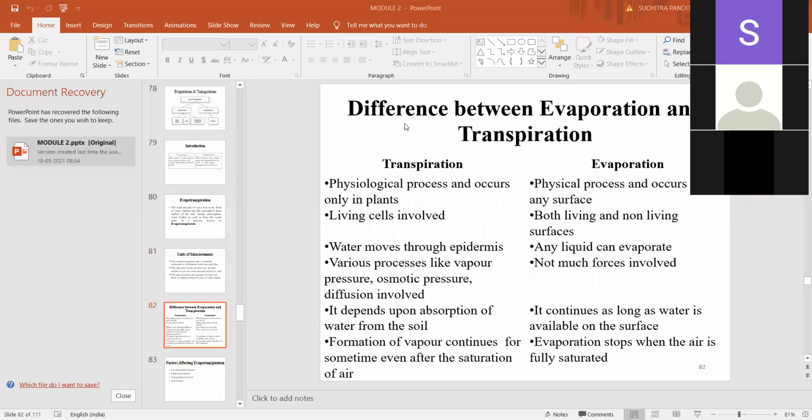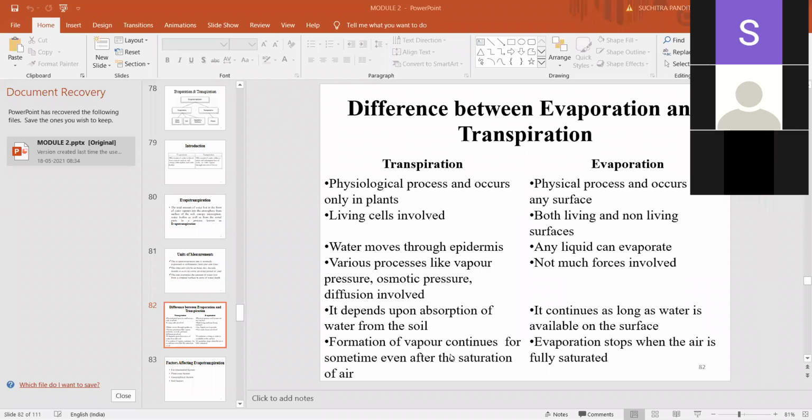Now, these are some of the differences between evaporation and transpiration. Transpiration is a physiological process and occurs only in plants, because plant cells require air and water for the photosynthesis process. Water will be consumed through plant roots, and living cells are involved. Water moves through the epidermis. Various processes like vapor pressure, osmotic pressure, and diffusion are involved. It depends upon the absorption of water from the soil. Generally, the plant roots will absorb the water from the soil.